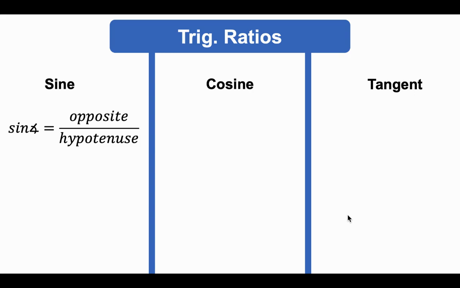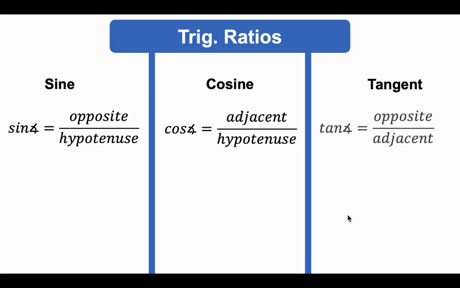Sine of an angle is your opposite side over your hypotenuse. Cosine of an angle of a right triangle, remember these trig ratios only work with right triangles, is your adjacent over hypotenuse, and tangent of an angle is opposite over adjacent.